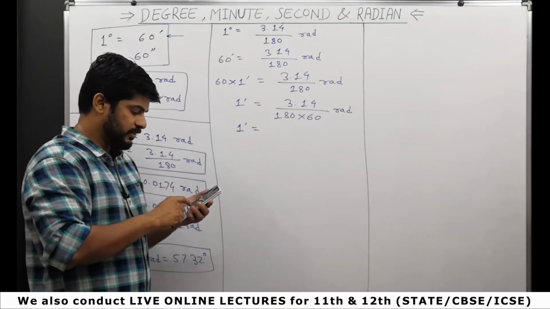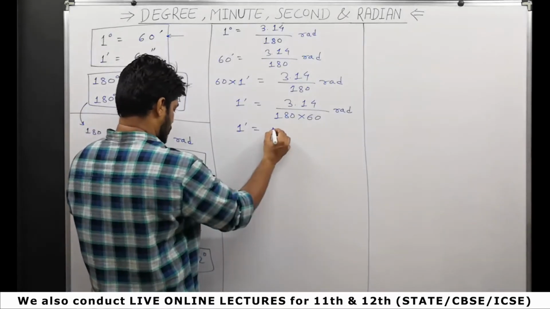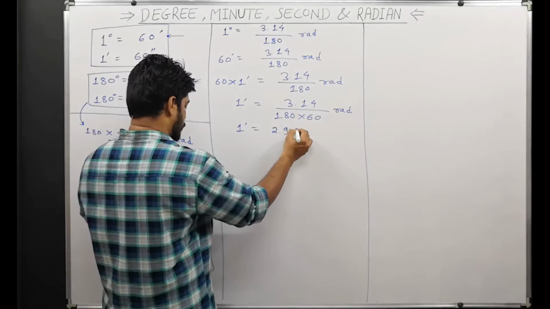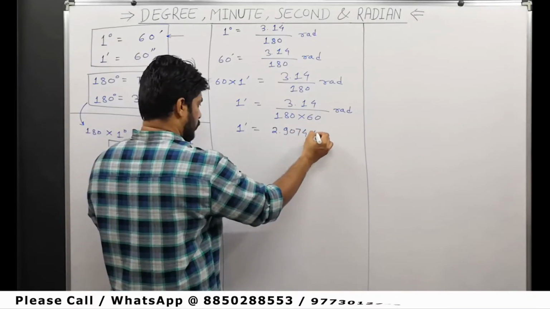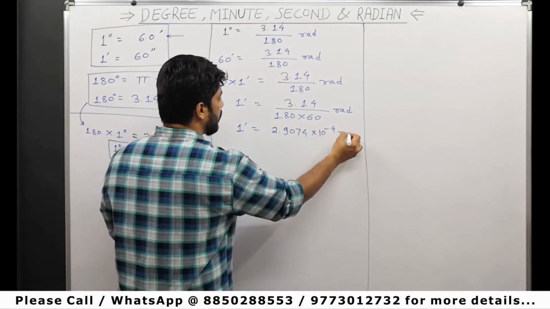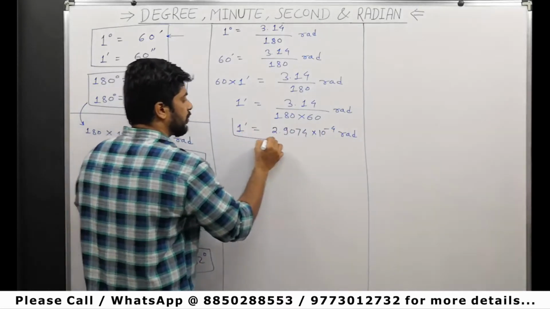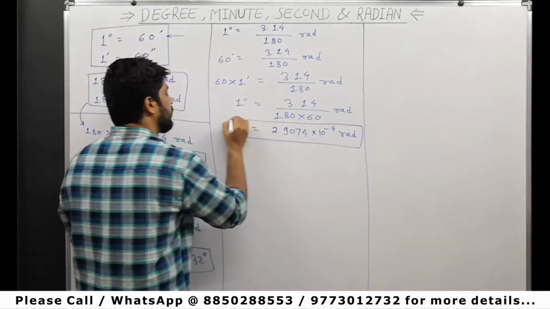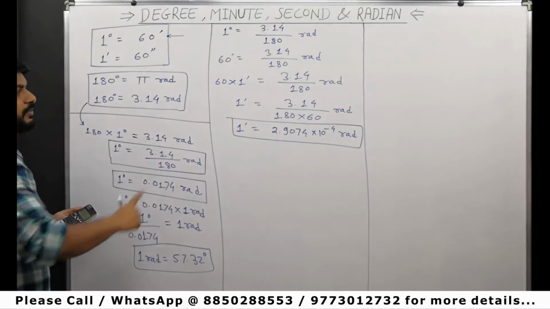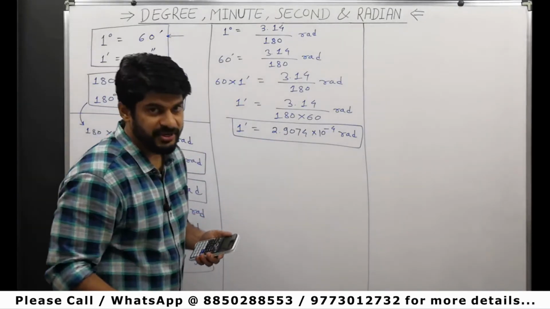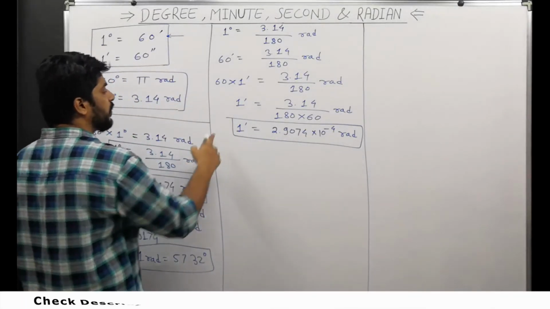So the answer comes out to be, yes, over here, 2.9074 into 10 raised to minus 4 radian. Okay, so that is the value. 1 minute is equal to this many radian. So now we can move further.